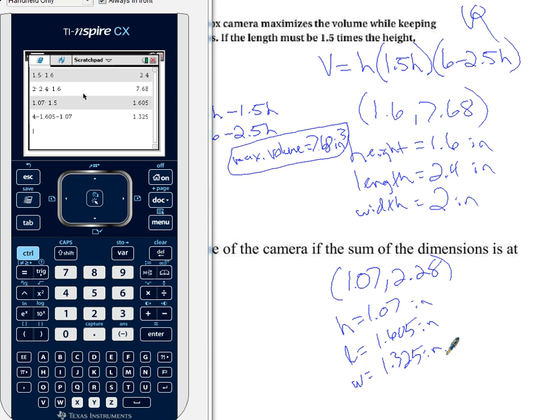And then what's that 2.28? Maximum volume. 2.28 inches to the third, in case you were asked.